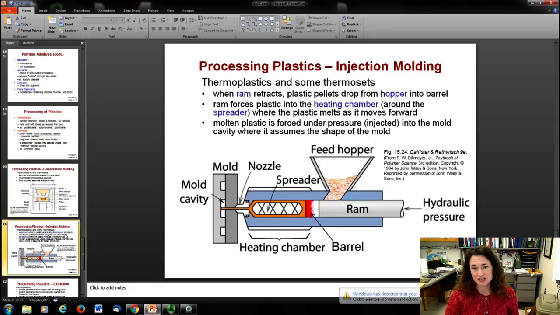You can also do injection molding. This is done with thermoplastics and some thermosets. What you do there is you have a ram that gets pulled back, and then plastic pellets from your hopper drop into the barrel, and then you push your ram in, and that forces the plastic into a heating chamber around your spreader where the plastic melts as it moves forward, and then that molten plastic is forced under pressure into a cavity and it assumes the shape of the mold. They do this with Legos.